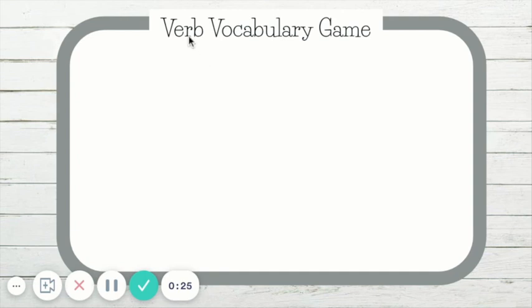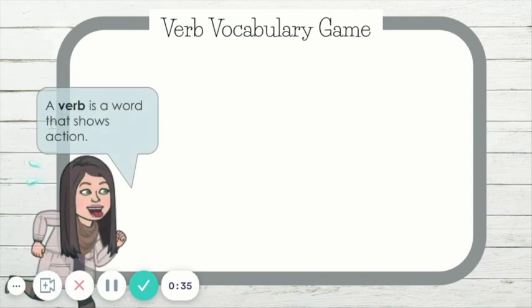We're going to start with a verb vocabulary game. We played this game in week 5. Let's remind ourselves what a verb is. A verb is a word that shows action. Oftentimes, we can act out a verb. For example, stand up for me.